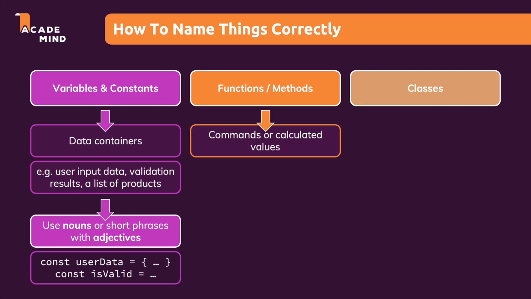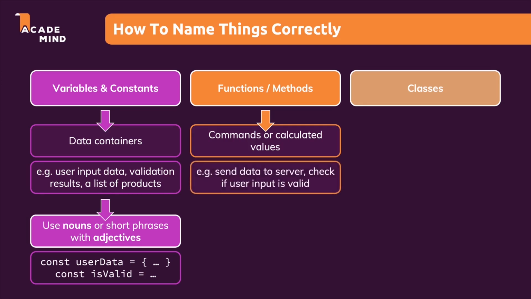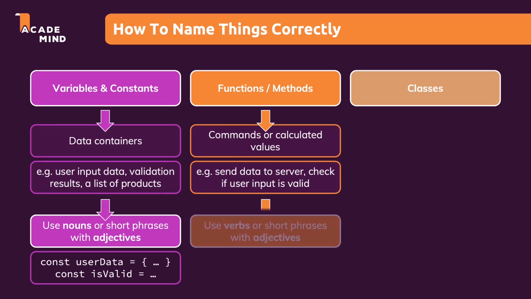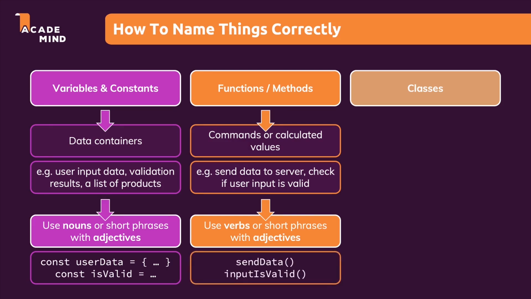For example, we could have a function which sends data to a server. We could have a function or method which validates some user input. And therefore, for function and method names, we typically go with verbs or, again, short phrases with adjectives. So here we could have something like send data as a name for the function which sends data to a server. Or input is valid for the validation function. Maybe also just is valid. This would also be okay.